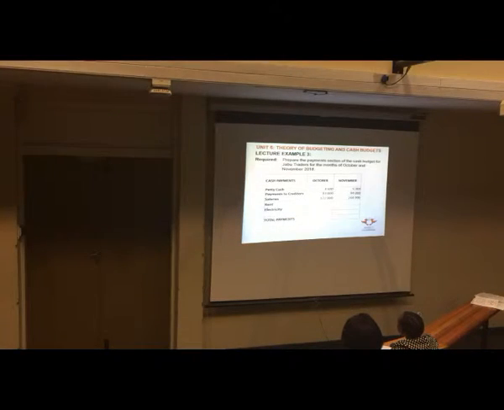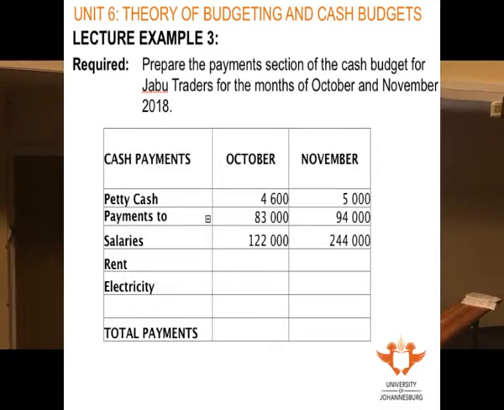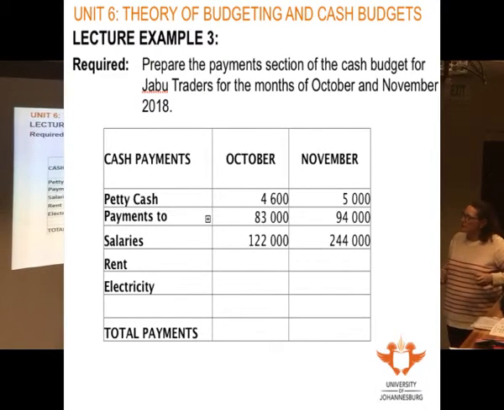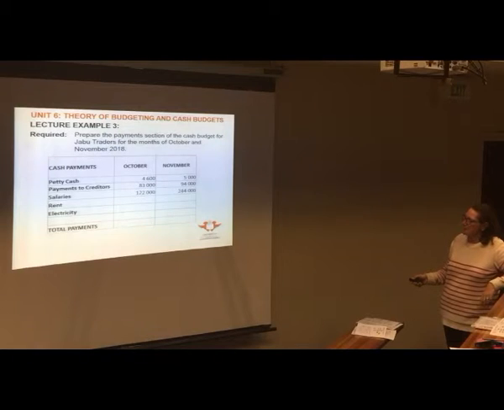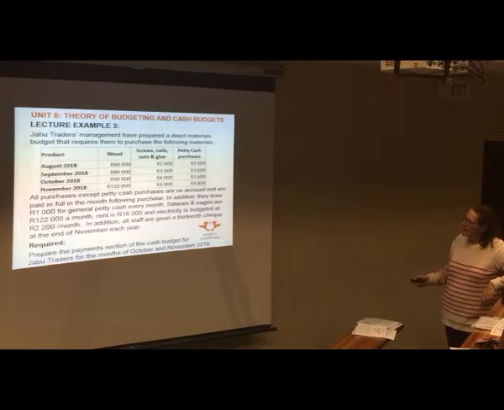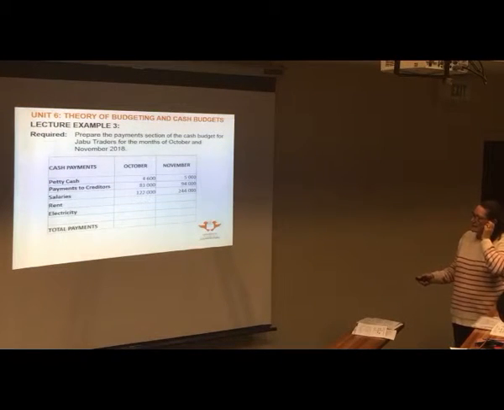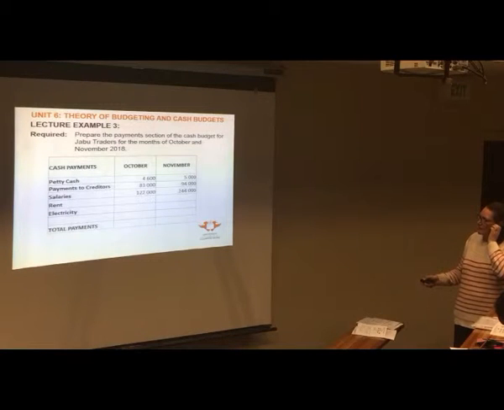The 1,000 Rand gave you 4,600. This was 4,000 plus 1,000, which gave you 5,000. The payments to creditors: this was the September purchases of 83,000, and this is the October purchases of 94,000. How did I get that? I added the 80 plus the 3, the 90 plus the 4. Okay? And then the salaries is 122,000 for October.